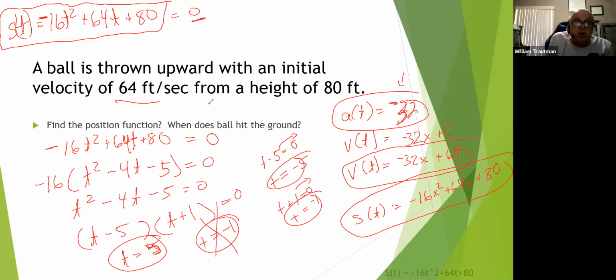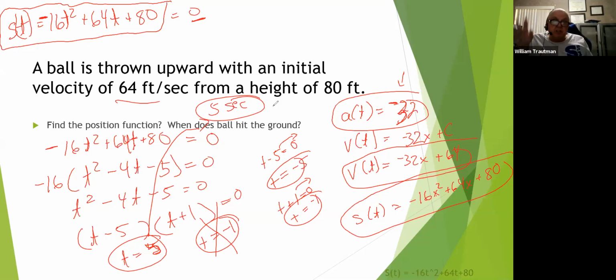So when does the ball hit the ground? 5 seconds after it's dropped. 5 seconds later. So it's at 80 feet, thrown upward with initial velocity, and eventually it'll hit the ground 5 seconds later. All right, so that is 5.1. I'm hitting stop record.